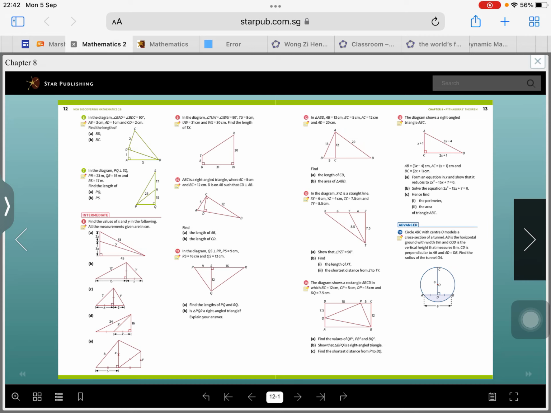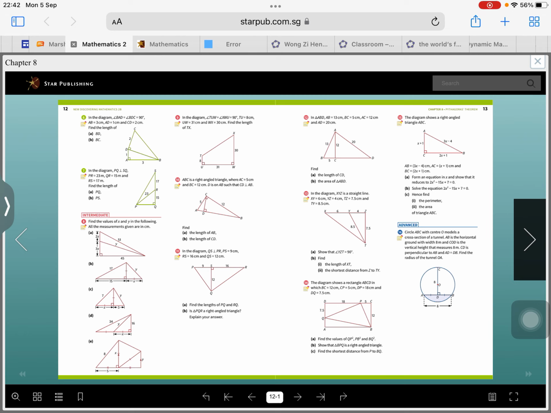Okay, hello everyone. So I'll be going through the homework for Pythagoras theorem. I've assigned 5 questions, 3 from exercise 8.1, question 6, 7 and 10, and 2 more from exercise 8.2, question 9 and 16. Okay, so let's begin.